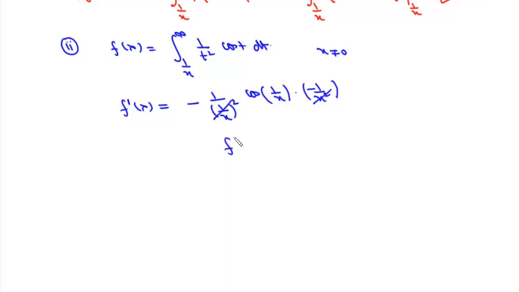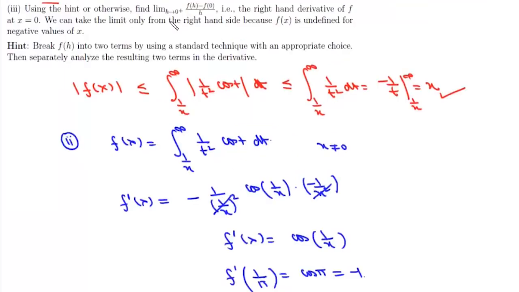So we'll get f dash x as cos 1 by x, or we can write f dash 1 upon pi will be equal to cos pi, and cos pi is minus 1. So the answer to this part 2 is minus 1. Now this third part says: using the hint or otherwise, find this limit, h tends to 0 positive, of f(h) minus f(0) upon h. Now in the question it says f(0) is 0.